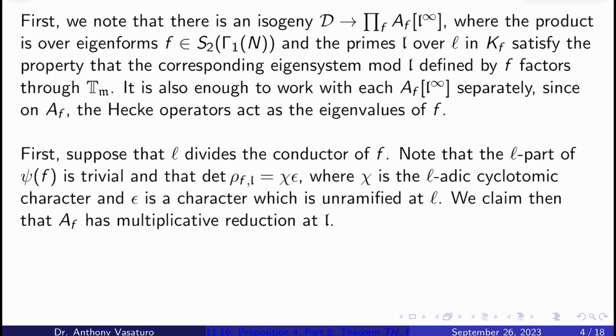Okay? The first thing we'll do is we'll suppose that L divides the conductor of F. We'll note that the L part of psi of F, the character of F, is trivial, and that the determinant of rho sub F frac L, so the Galois representation attached to F given this prime here, equals chi epsilon, where chi is the L-adic cyclotomic character, and epsilon is a character which is unramified at L. Honestly, I probably should have made epsilon the L-adic cyclotomic character and chi the character unramified at L to keep with standard notation. We claim that A sub F actually has multiplicative reduction at frac L here.